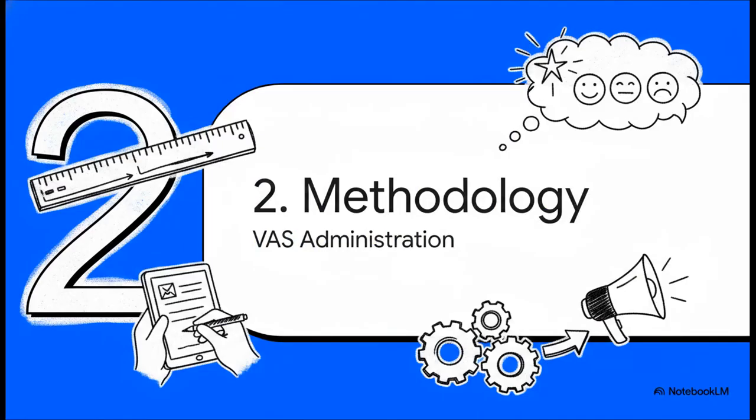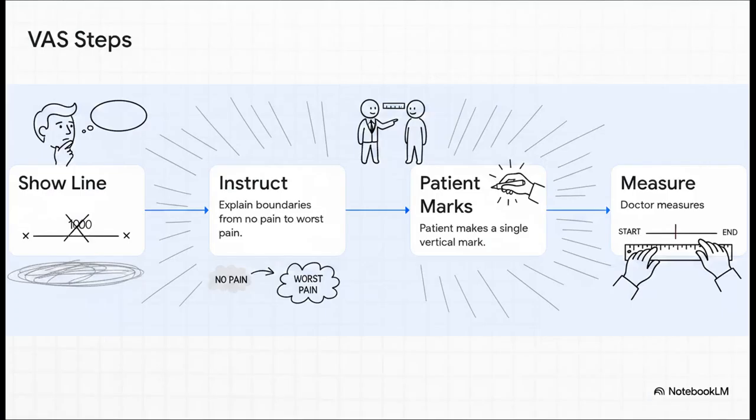Moving right along to section 2, VAS methodology and administration. I am speaking to you directly as a mentor right now, because incorrect instructions lead straight to incorrect diagnoses. First, you present the classic 100 mm line. But notice this absolutely strict psychological rule. No numbers can be visible to the patient. Why? Because patients will instantly mentally anchor to a favorite number or maybe a perceived passing grade. You don't want them doing math in their heads. You want them expressing a feeling.